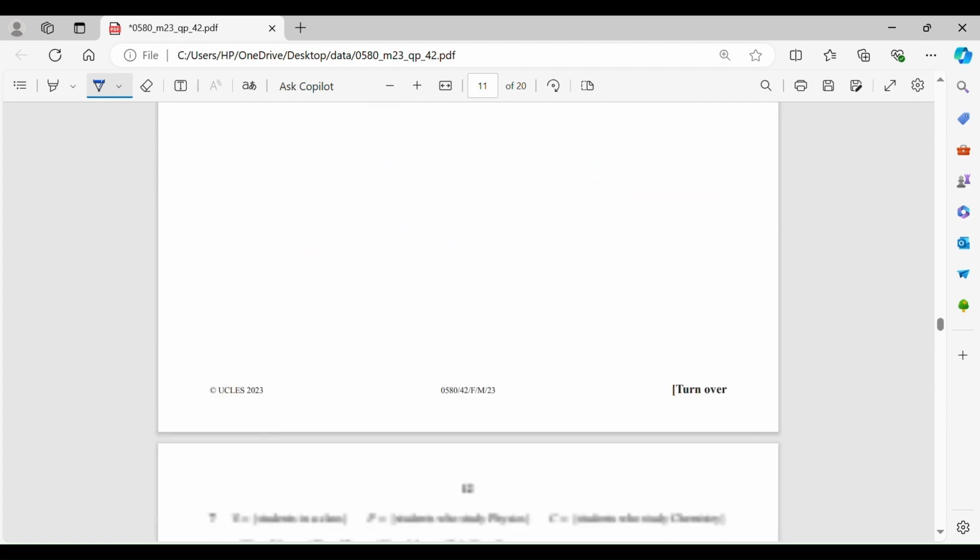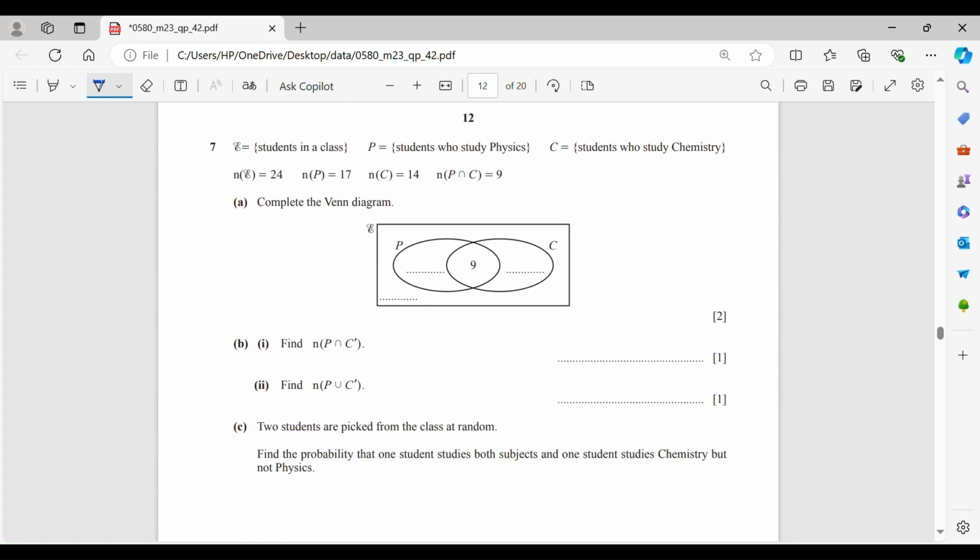Next is question number 7. In a universal set of students of the class, P is the students who study physics and C is the students who study chemistry. Number of elements in the universal set is 24, that is, the number of students in the class is 24. Number of students in physics is 17. Number of students in chemistry is 14. Number of students who study both physics and chemistry is 9, right? These are the information given.